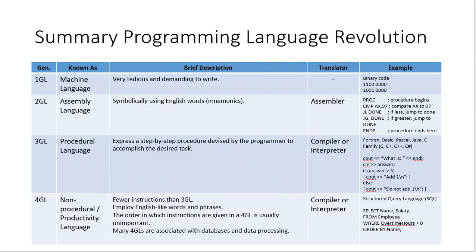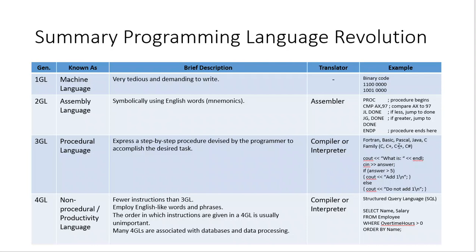Okay, this is the summary of the programming language revolution. Okay, daripada machine language, dia up kepada assembly language, procedural language and non-procedural ataupun productivity language. Okay, you can see the description: tedious and demanding to write for 1GL. 2GL, symbolically using English words. 3GL, okay. Yang ni nama translator untuk tak ada. Yang first GL tidak perlu kepada translator sebab dia dah memang machine language yang dipahami oleh komputer. Jadi dia tidak perlu pada translator. Tak perlu diterjemahkan lagi. Kalau untuk 2GL, translator dia kita namakan assembler daripada source program kepada object program. Untuk 3GL, kita panggil translator dia sebagai compiler ataupun interpreter.